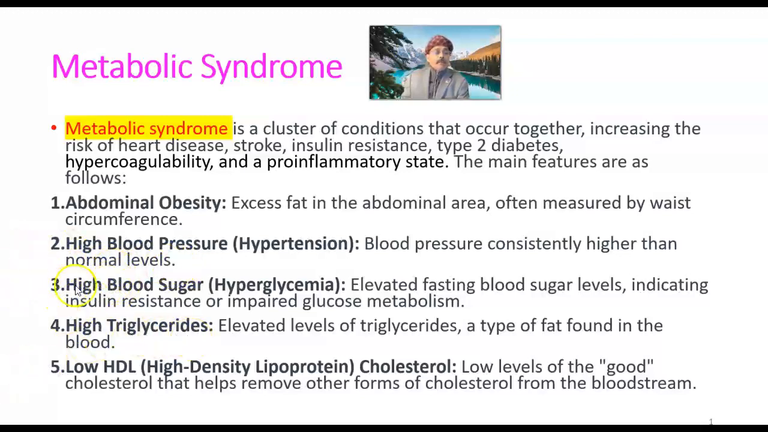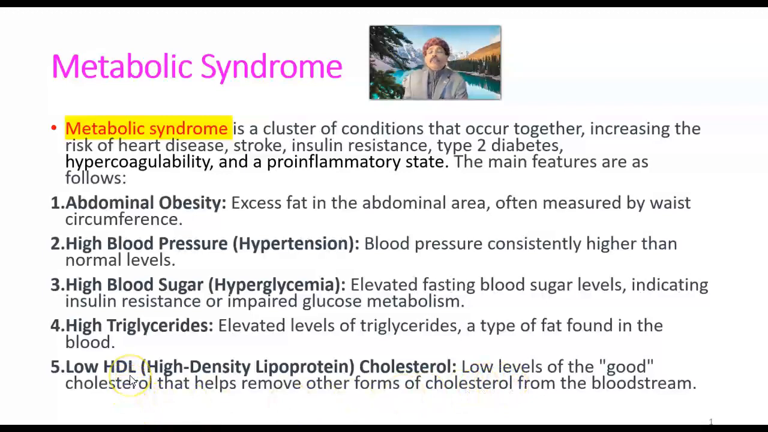Okay, then we'll go to the high blood sugar, elevated fasting blood sugar level indicating insulin resistance and impaired glucose metabolism. High triglyceride, elevated levels of triglyceride, a type of fat found in the blood. Low high density lipoprotein cholesterol, low levels of the good cholesterol that helps remove other forms of cholesterol from the bloodstream.